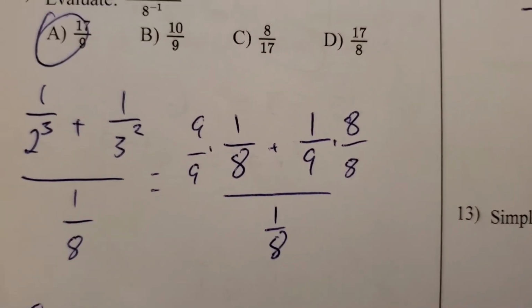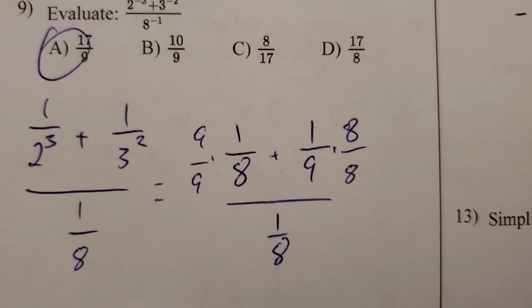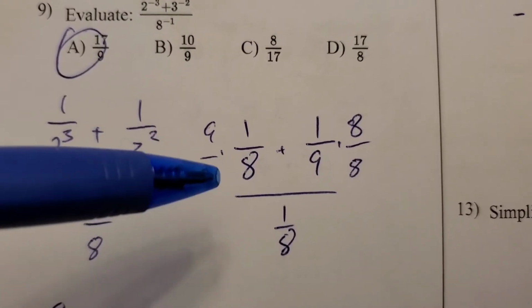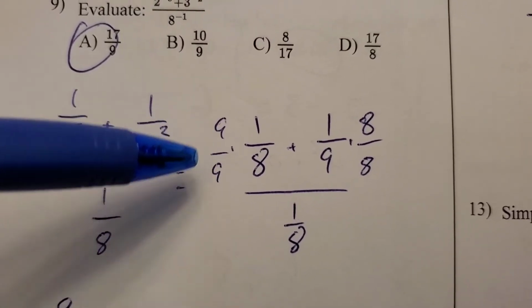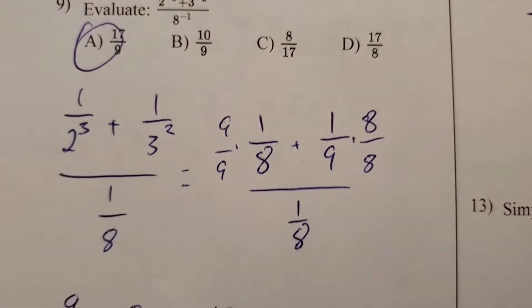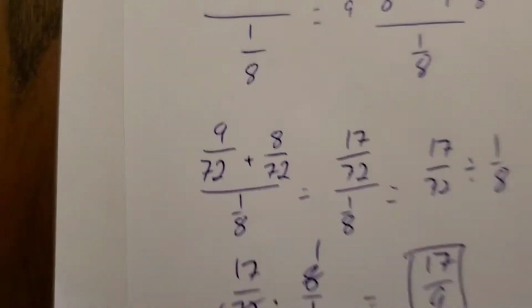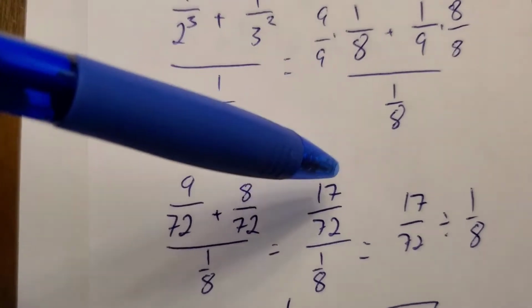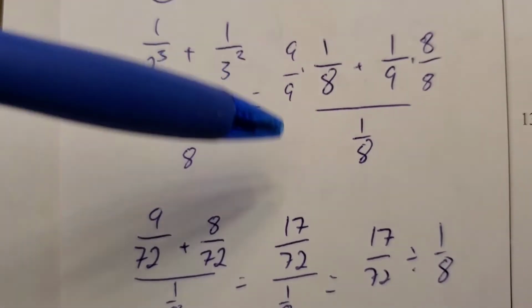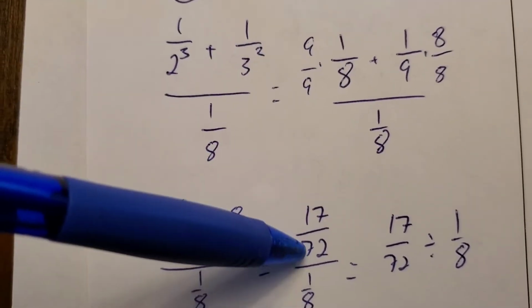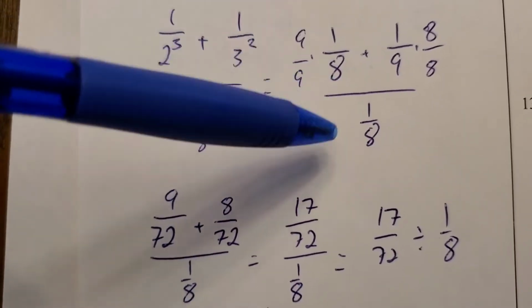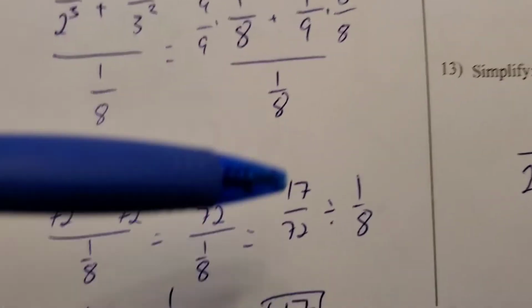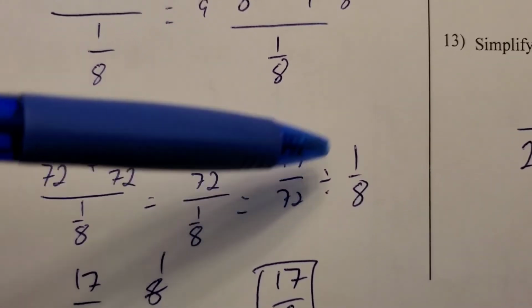All right, the way we add fractions, you got to get a common denominator. So we're going to multiply 1 over 8 times 9 over 9, and 1 over 9 times 8 over 8. And we get 9 over 72 plus 8 over 72, which is 17 over 72. Okay, all I did was I added these fractions together. And then that's being divided by 1 over 8. So it's 17 over 72 divided by 1 over 8.